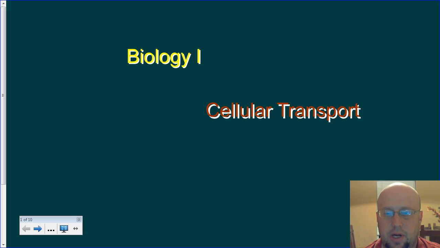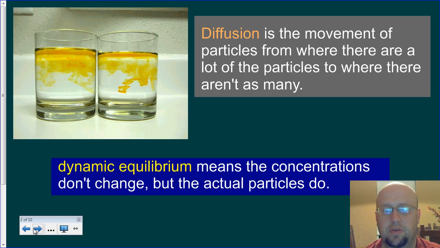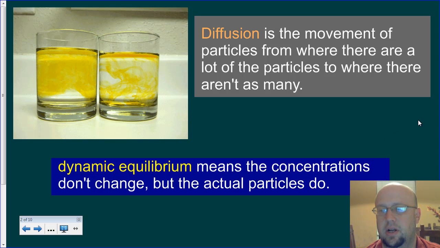All right, biology kiddos, we're going to talk a little bit about cellular transport. This is the last section of the introductory cells chapter. And some of the stuff here is going to be a review, but hopefully it'll be a review that will help you understand the concepts a little bit more clearly.